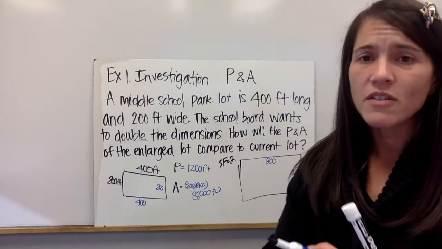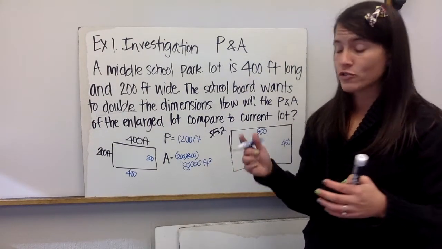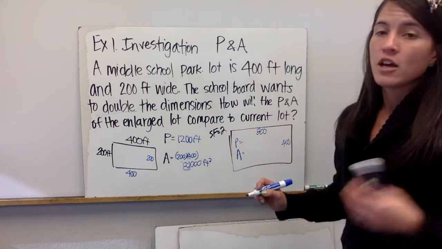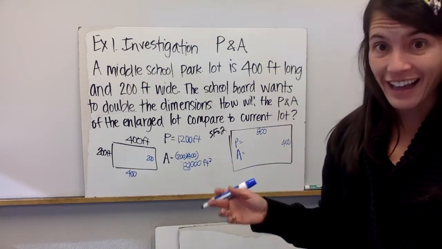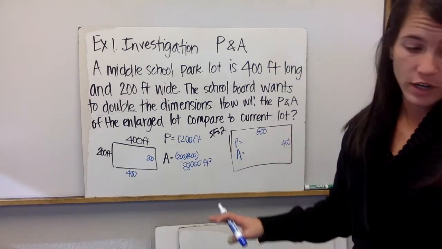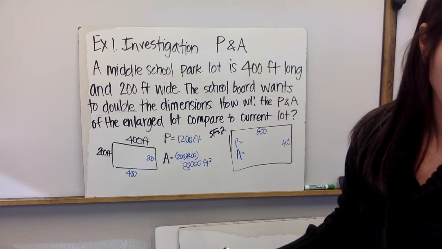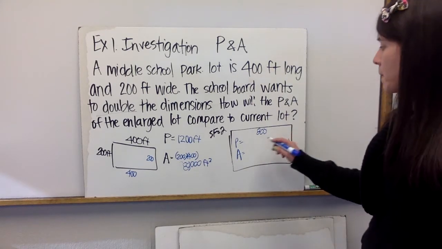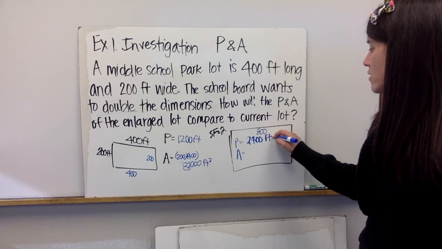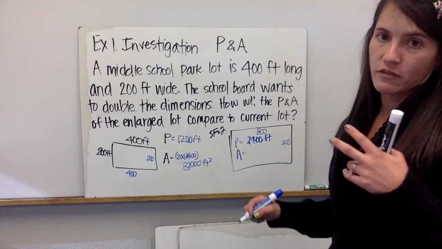So the parking lot is doubled, and my new dimensions are 800 and 400. So I need to find the new perimeter and the new area. For the new perimeter, you're going to add 800 plus 800 plus 400 plus 400. And when you add that, you get 2,400 feet perimeter. So again, I've just added the sides.